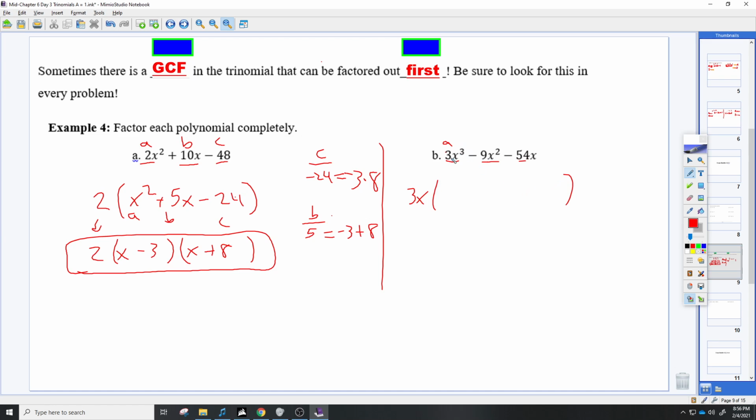And then we write in parentheses what's left. So divide by 3 and take out an x. So this would be x squared, which we have to have this in order to factor. All these other ones are also x squared. Minus, divide that by 3, you get 3. Take out an x, there's only 1 left. Minus, divide that by 3, and that would be 18.